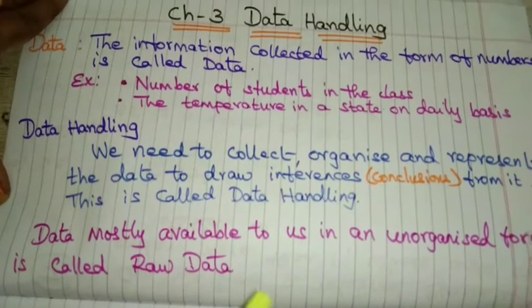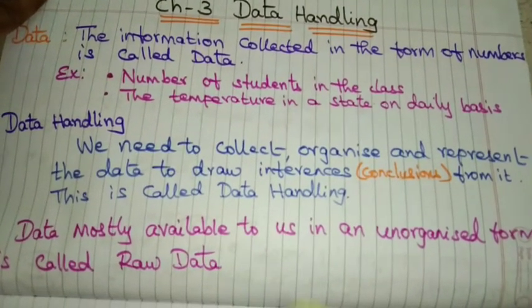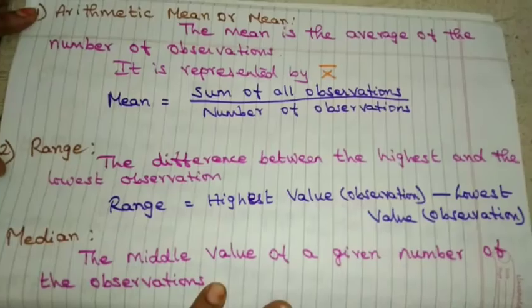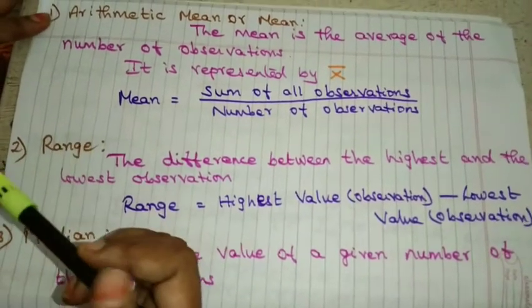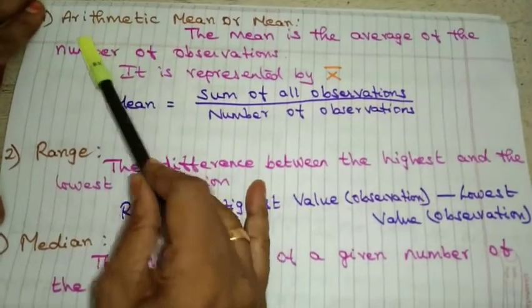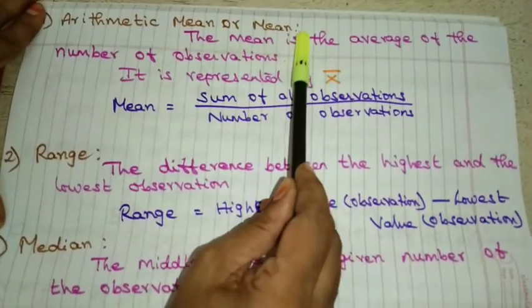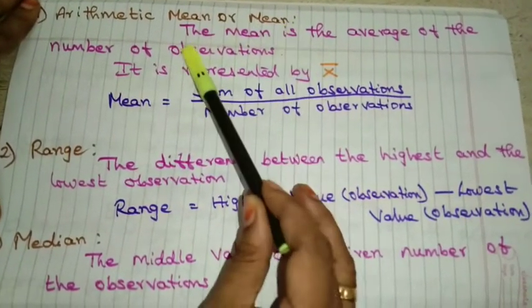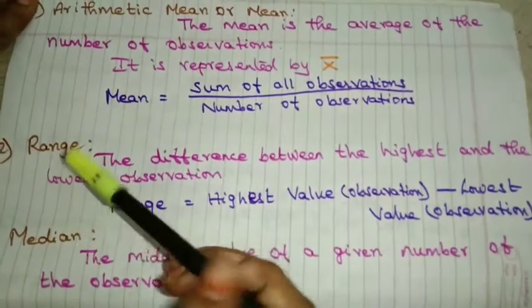So we need not bother more about this, and I am going to go for how to represent the data. There are few ways how you can represent data. The first thing is arithmetic mean or mean. This is nothing but the average which you would have learned in your smaller classes, in your primary sections.